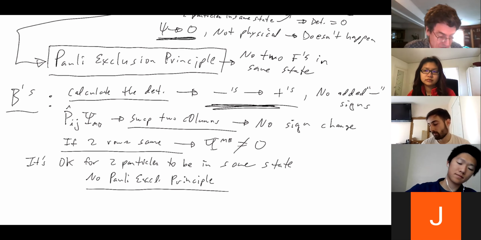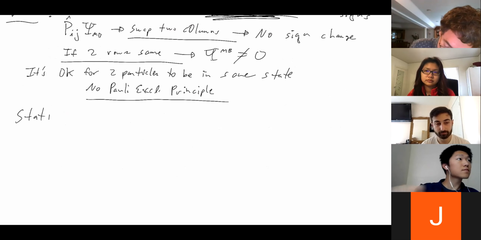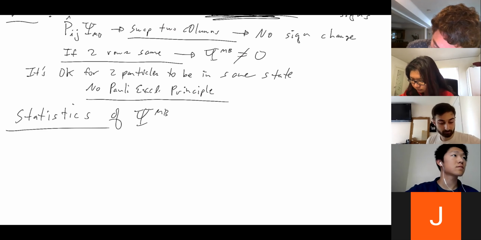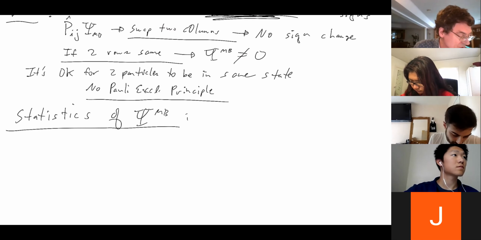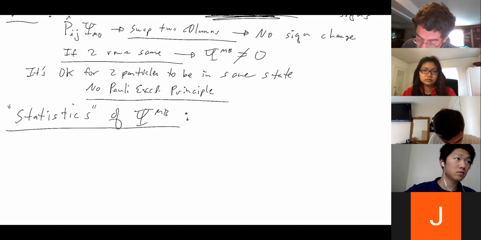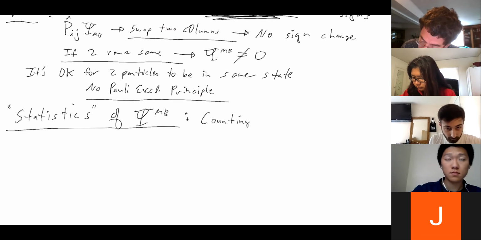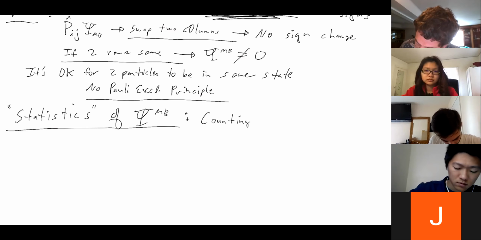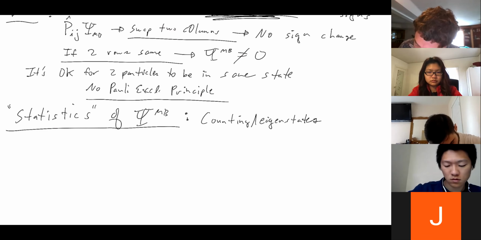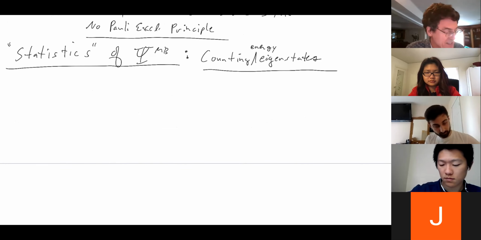Okay, so now let's talk about how these properties lead to statistics. So let's talk about the statistics of the many-body wave function. People use this word statistics, and what they mean when they say statistics is the counting of the eigenstates. How do you count the energy eigenstates? When people talk about statistics, that's what they really mean. So let's count them.